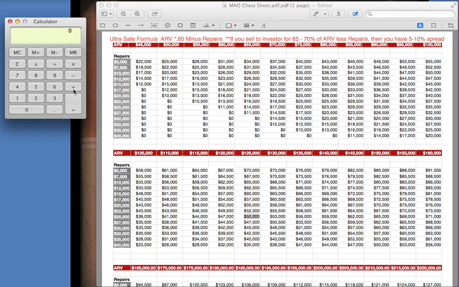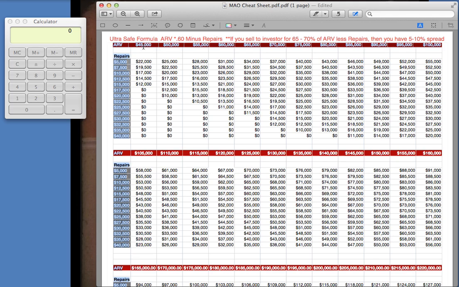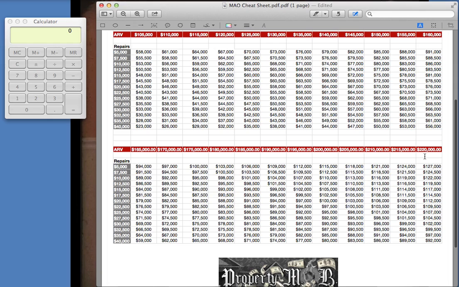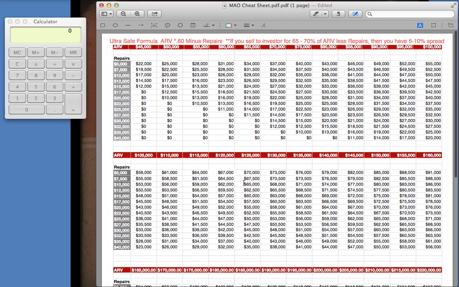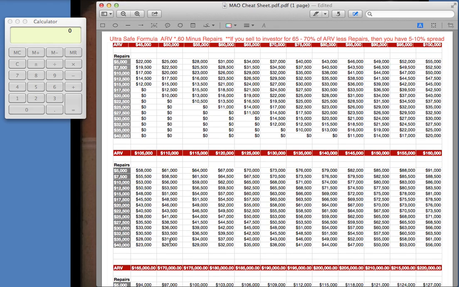So let me demonstrate what you're looking at on the spreadsheet. Across the top, in the red boxes, I sounded like a boxing announcement. Anyway, from left to right is your ARV. We have ARVs starting at 45,000, sorry about the highlights there, going all the way up to 220,000. The ARVs on this worksheet are the most common that I work with, and you may find they're the most common ARVs that you're going to be working with too for assignment fees.